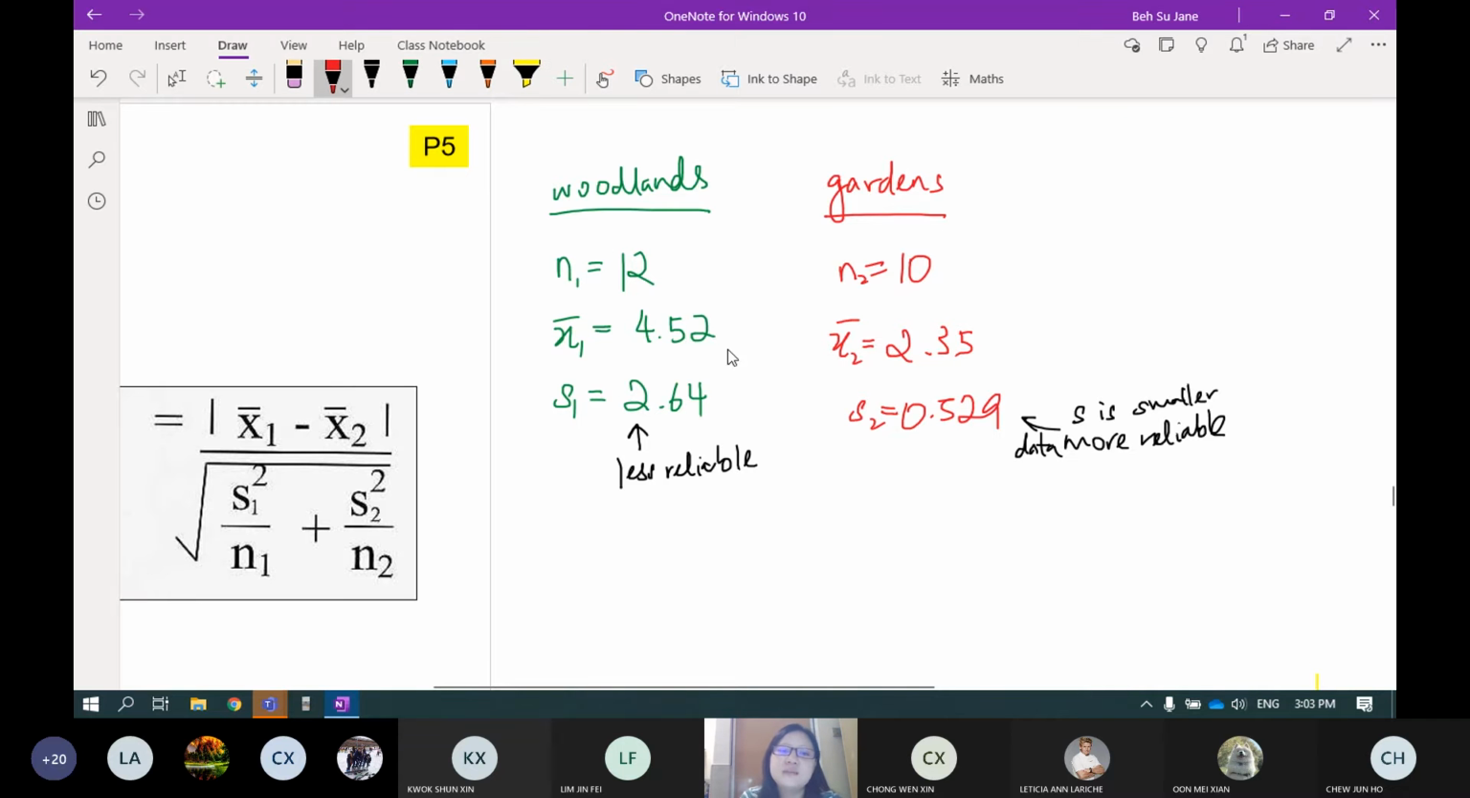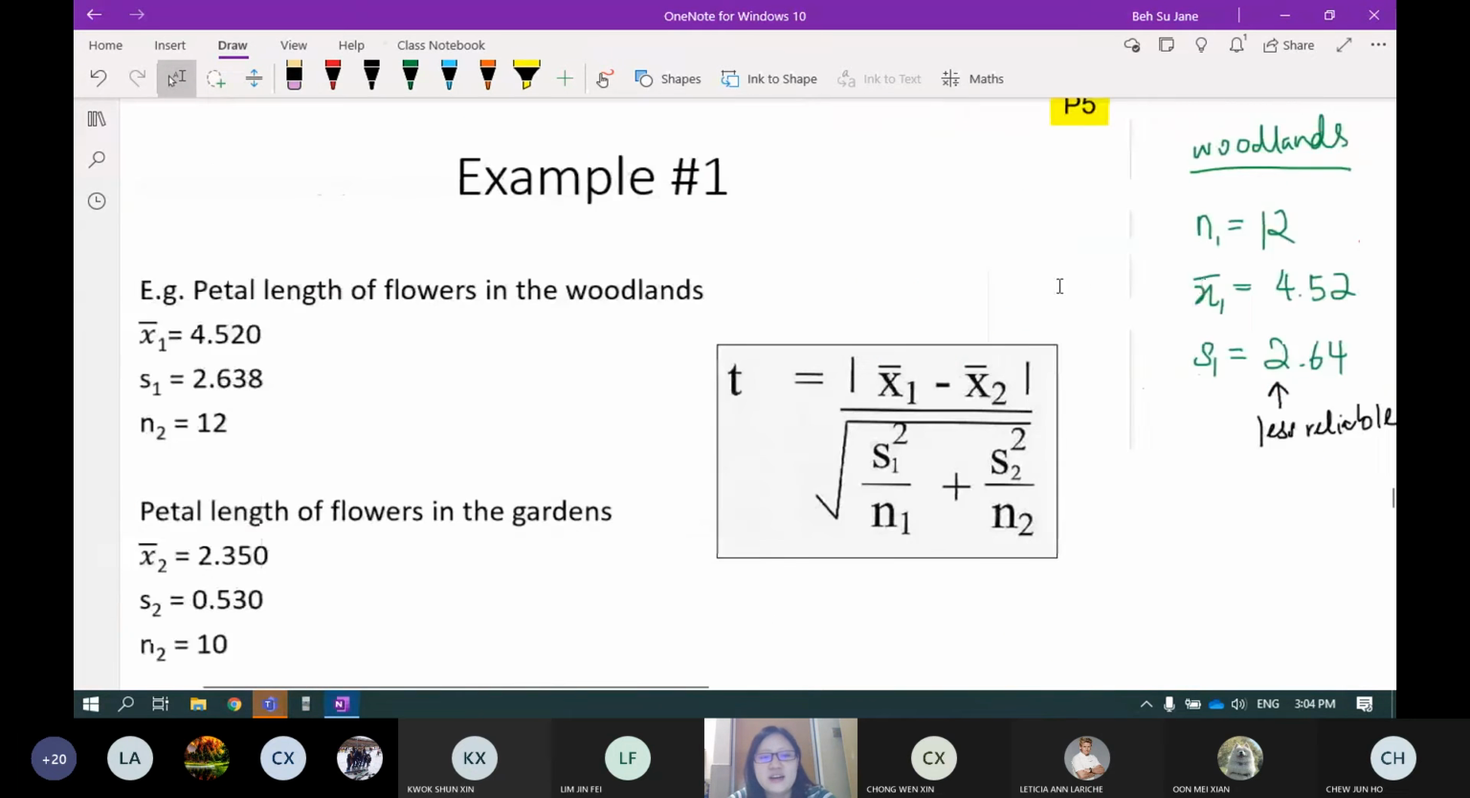So you can see here that the mean is larger and it's significantly different. So this means that the petal length of flowers in the woodlands is significantly larger, longer than the flowers in the garden. Woodlands have bigger flowers, significantly, essentially. Okay, got that? So let's do one more example. Maybe you get an idea.